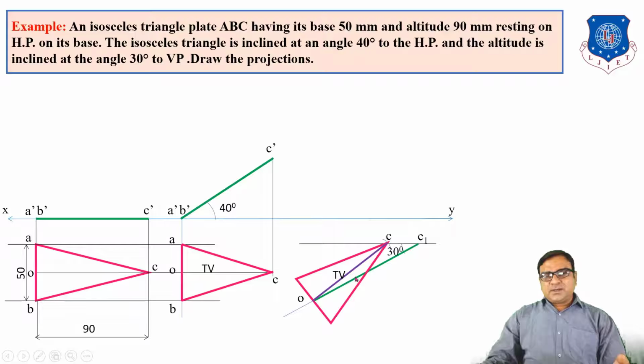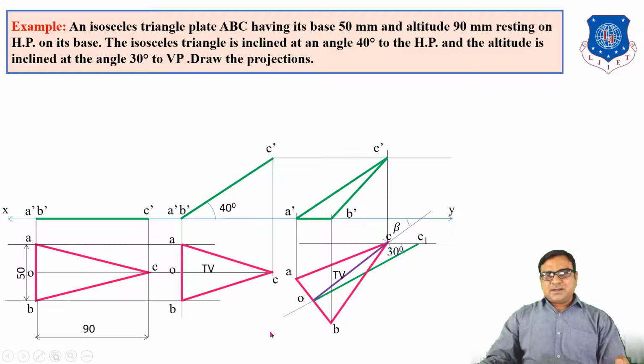Now redraw this figure because OC is available, by taking the arc method or box method. You can easily draw this triangle ABC. When we extend this altitude, we will get the apparent angle beta. Here beta is always greater than 30 degree. Now to obtain the front view, we have to draw vertical and horizontal projection lines, A dash B dash C dash, and join. We will get the final front view and top view of the required conditions.